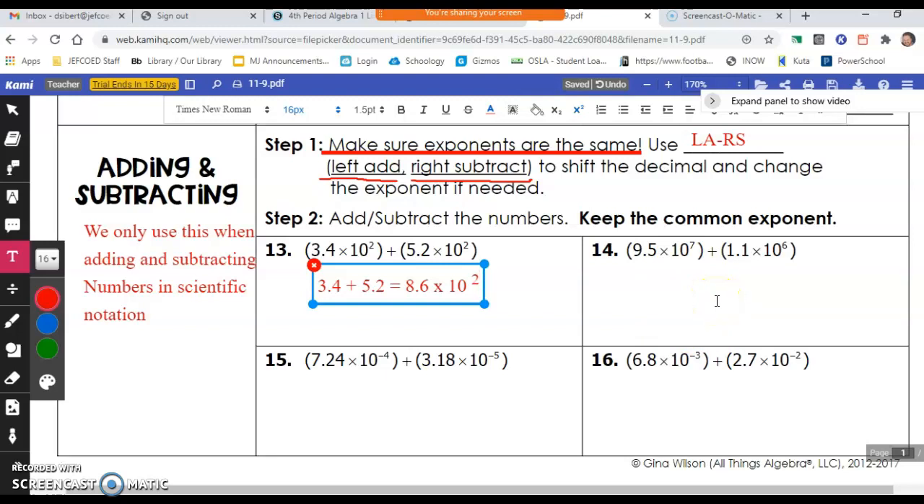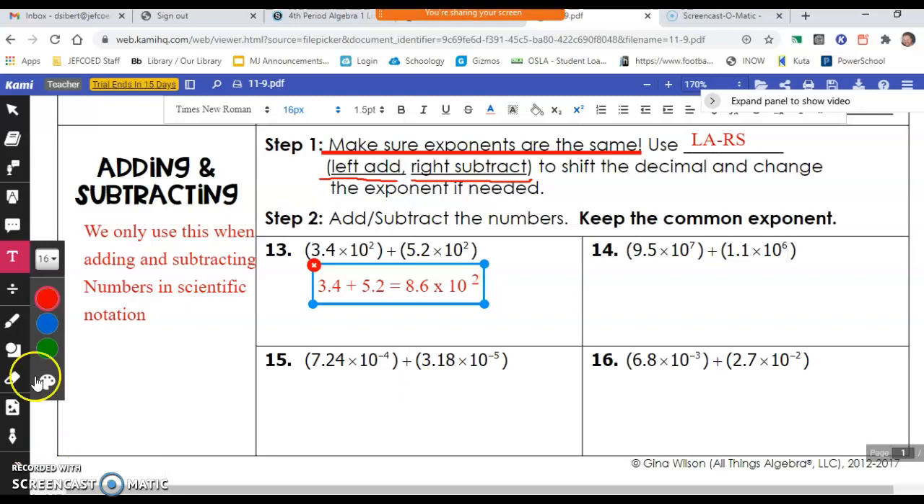I'm going to skip around just a little bit. Let's go to 14 here. Here is one where our values are not the same. A tip of advice for the exponents that are not the same: I would take the smaller one and raise it to the larger one. That way you don't have to do any adjusting or changing to make it in scientific notation. It will automatically be in it for you.